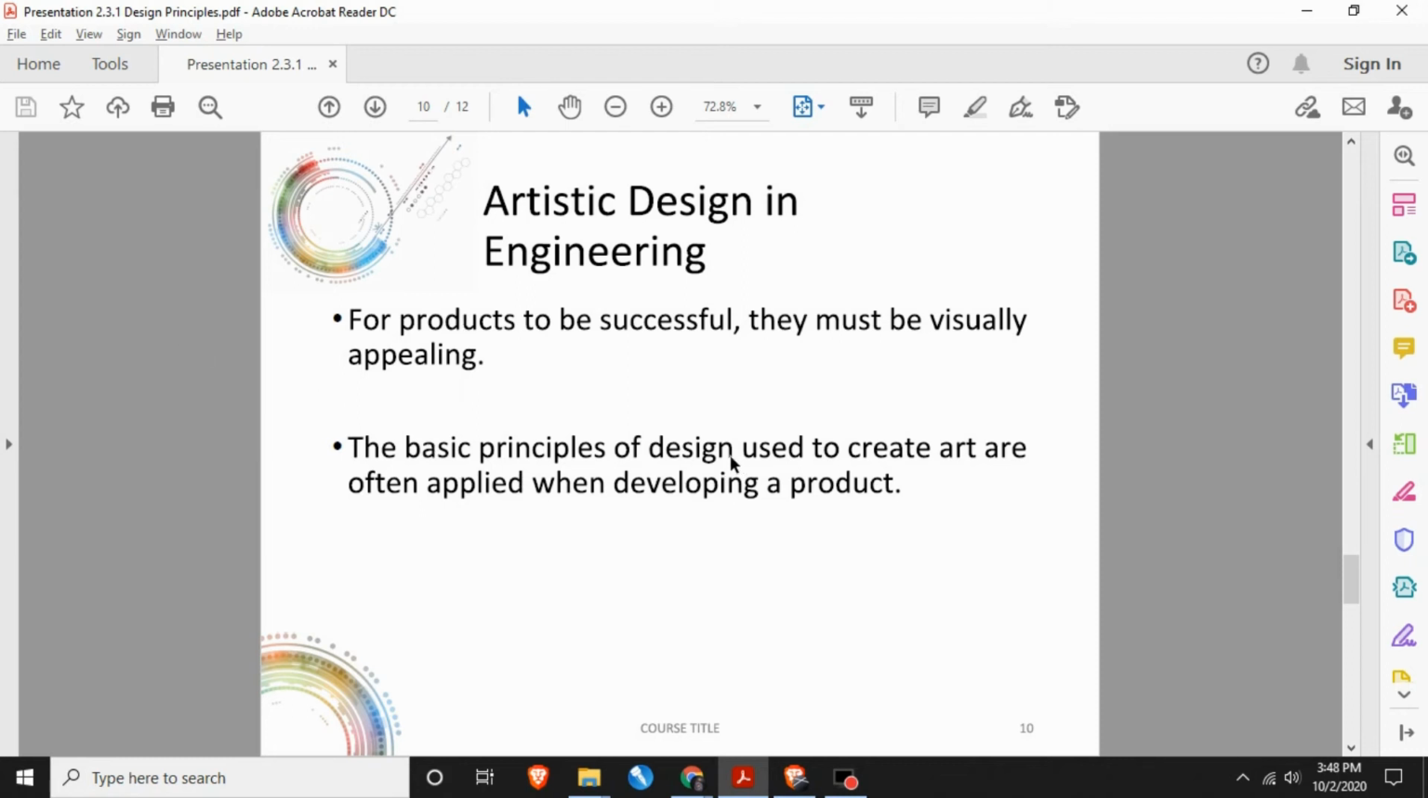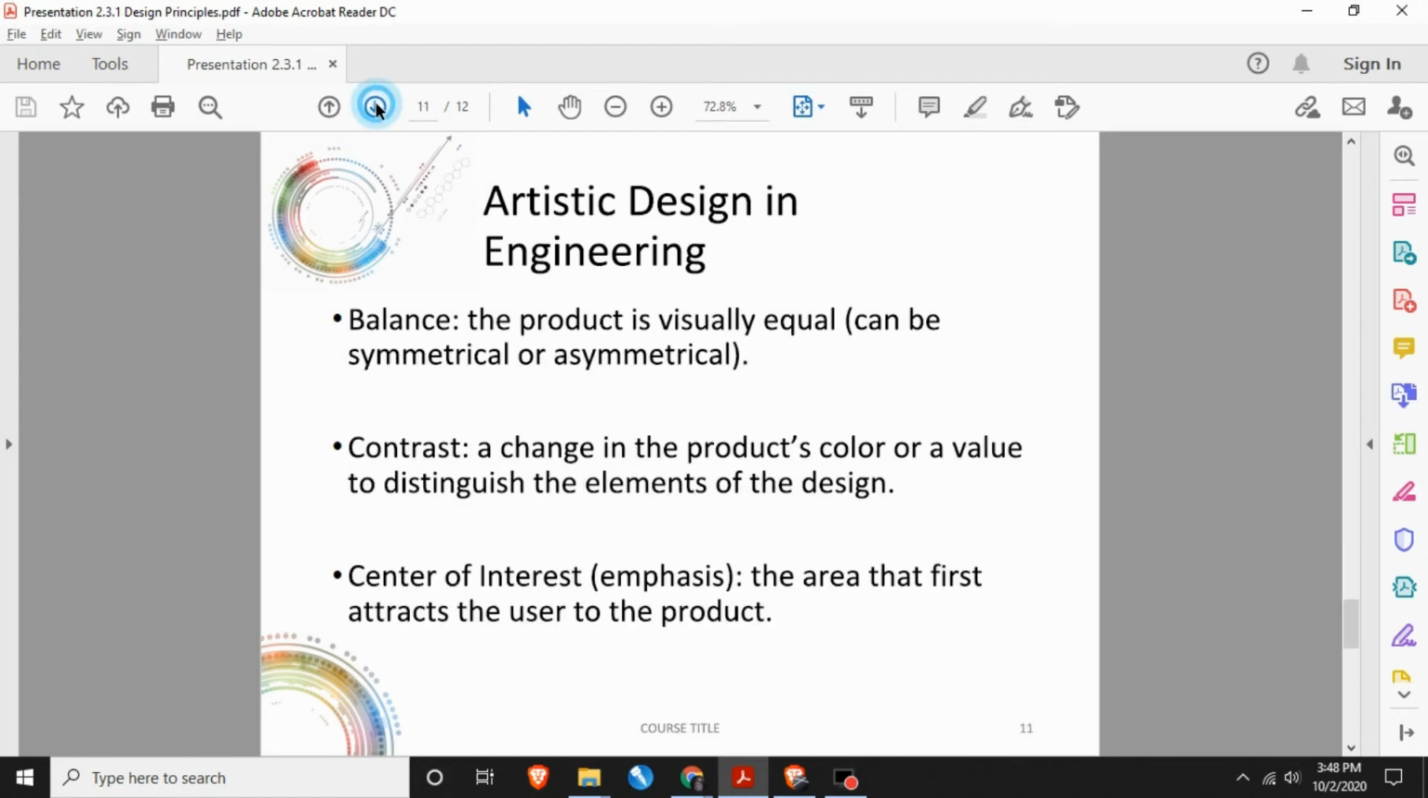Now, the basic principles of design used to create art are often applied when developing a product. There are many companies that have artists who work on their product. Balance. The product is visually equal. Now, there's some things here, because in math, when we talk about equal, we tend to think of symmetry. But there are times when design calls for something that's asymmetrical.